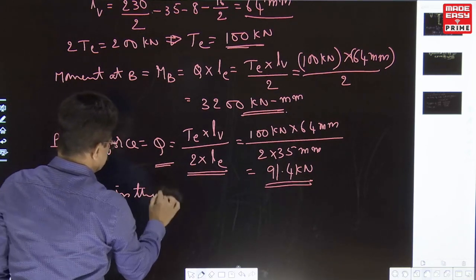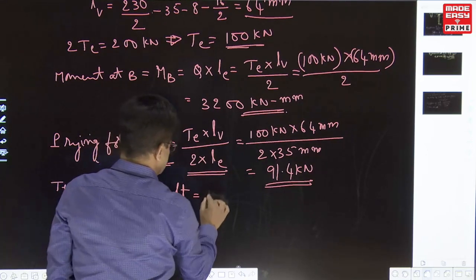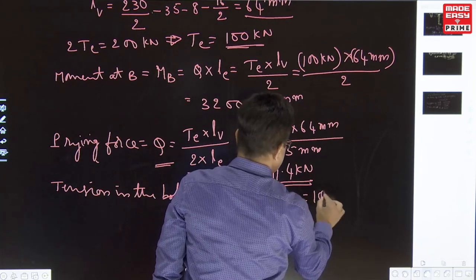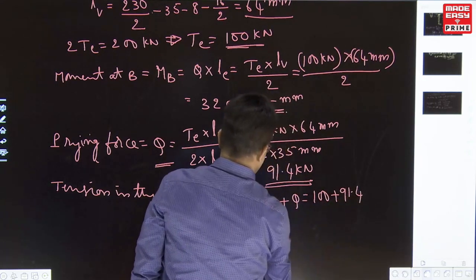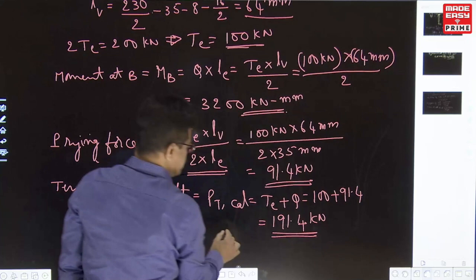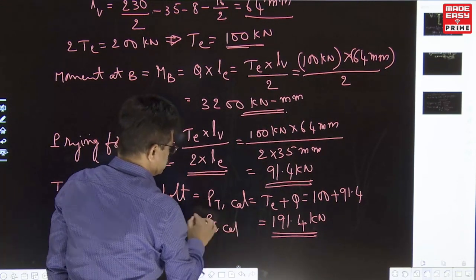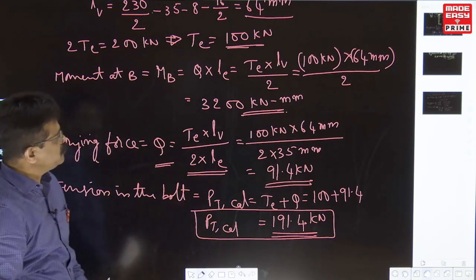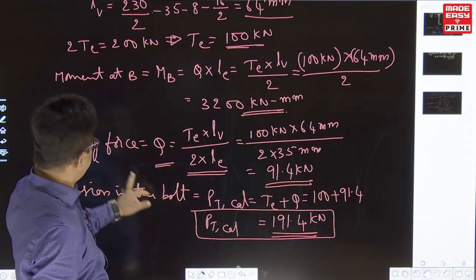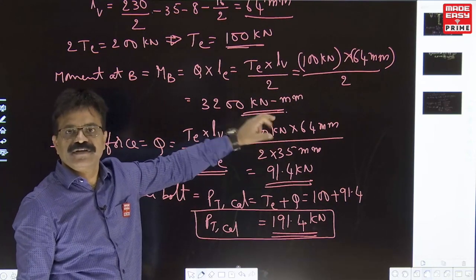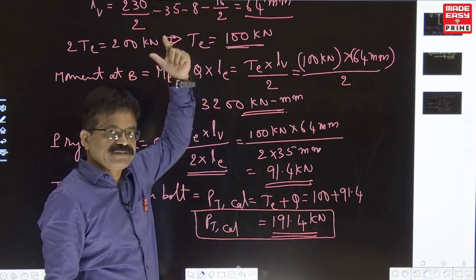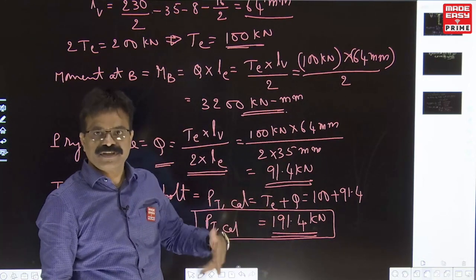Tension in the bolt. PT cal is nothing but TE plus Q. TE is 100 kilonewton plus 91.4, so 191.4 kilonewton. This is your PT cal. Now, the factored moment carrying capacity of the plate must be more than 3200, and the tension capacity of the bolt must be more than 191.4. That we have to check.